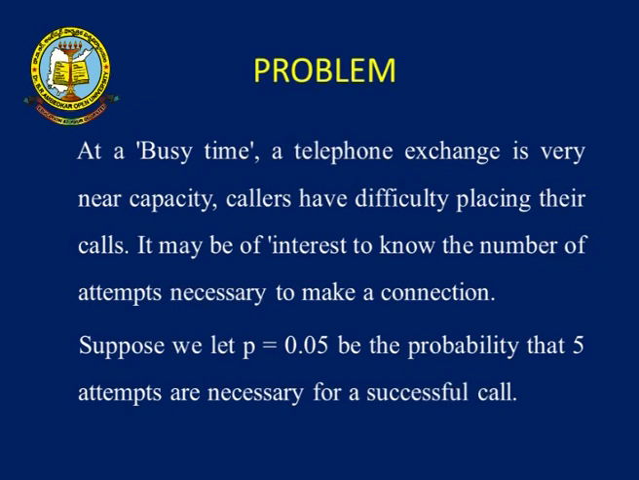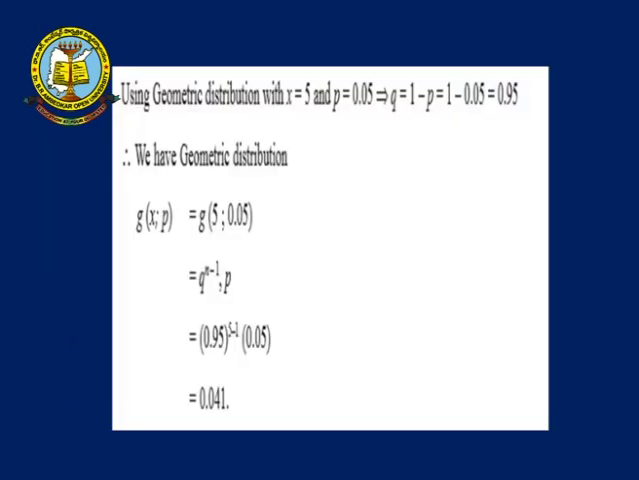At a busy time, the telephone exchange is very near capacity. Callers have difficulty placing their calls. It may be of interest to know the number of attempts necessary to make a connection. Suppose we take 0.05 as the probability that attempts are necessary for a successful call. See here, this is also the same. Geometric distribution x is equal to 5, q is equal to 1 minus p, 1 minus 0.05. We have geometric distribution g(x, p). So in this also the same, 0.95 power 5 minus 1, that is 0.01.